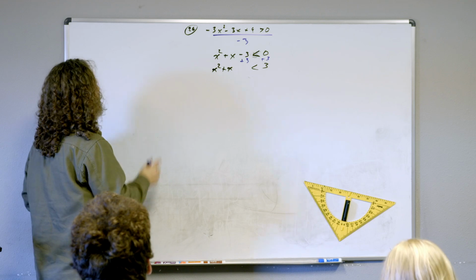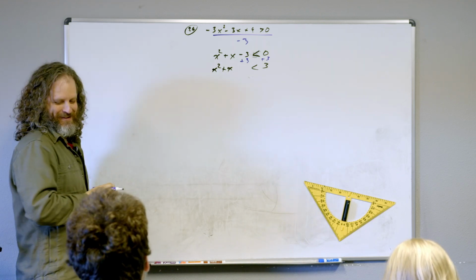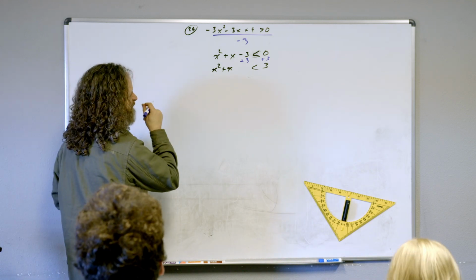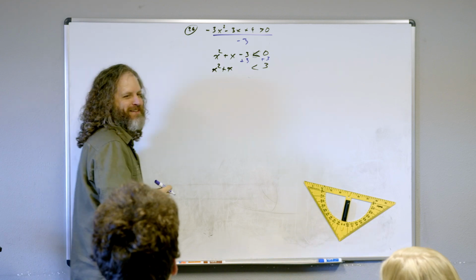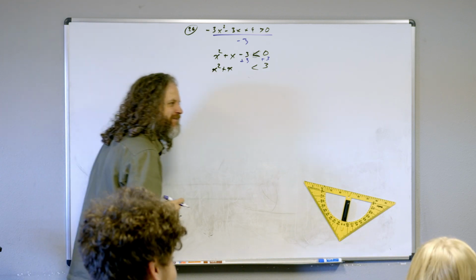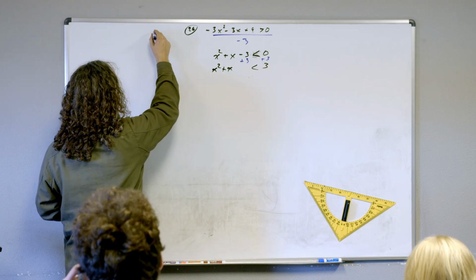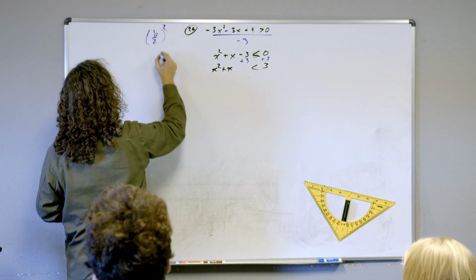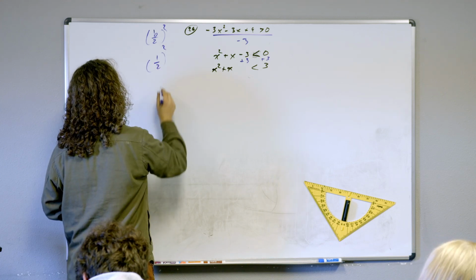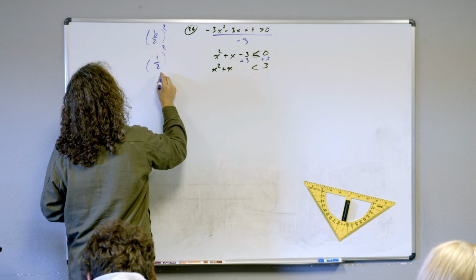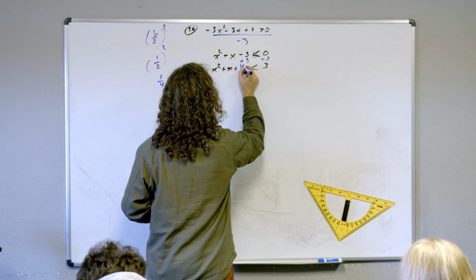Negative b divided by 2a. No, that's the vertex formula. Dang it. What is it actually? B over 2 squared. That's right. So 1 divided by 2 squared is 1 divided by 4. So we would add 1/4 to both sides.